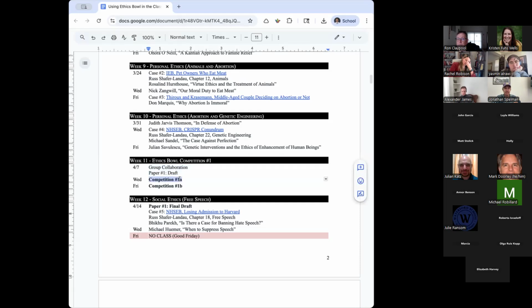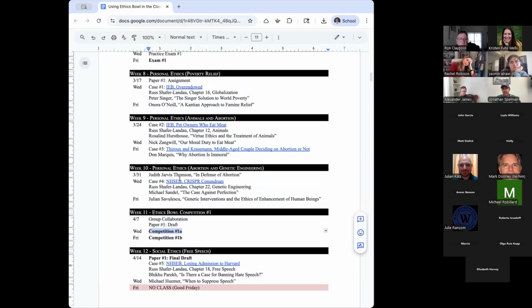So we might say, okay, on Wednesday, I just randomized this, used Google or whatever, and it turns out that on Wednesday, competition 1A, is animals and abortion. And then I randomize the groups too. So which groups are going to present? Groups 1 and 4 are going to present on Wednesday, and they're either going to present about animal ethics or about abortion. And that is enough, now they have these two cases. They know they really need to focus in on these.